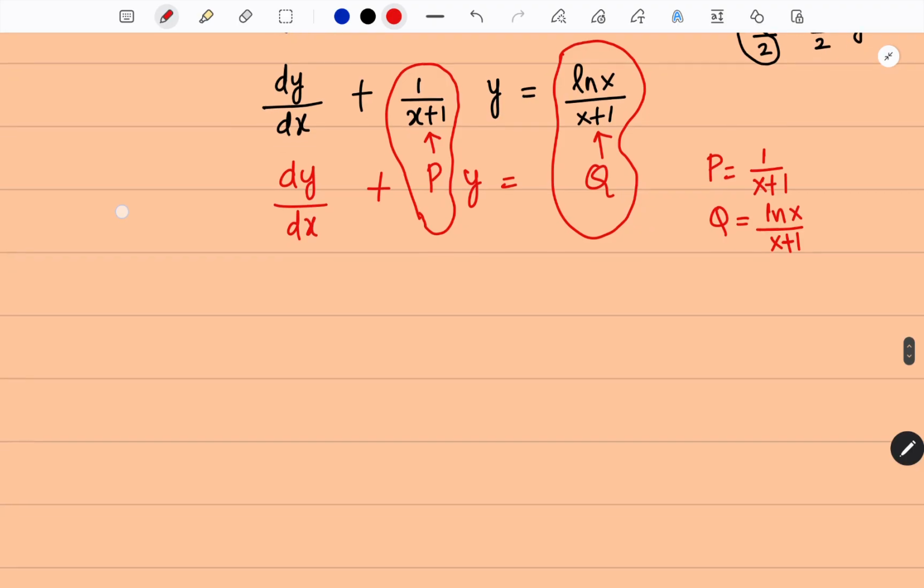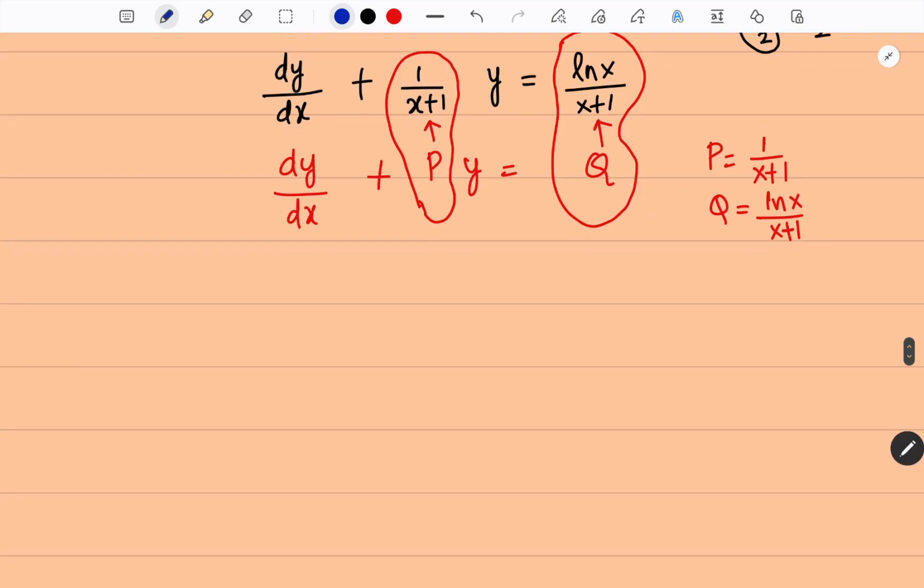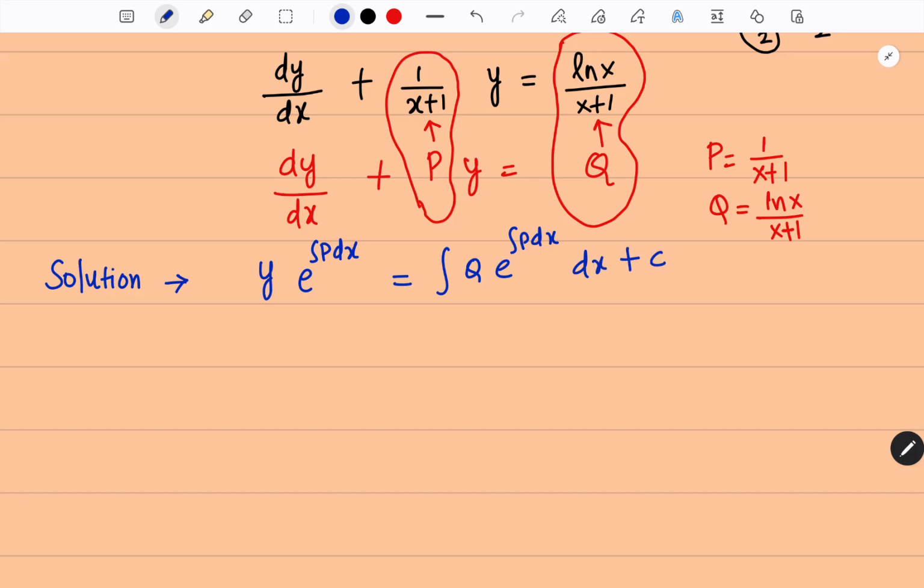So how are we going to do this one? We have the solution already. What is the solution? The solution for this first order differential equation is y e to the power of integral p dx is equal to integral q e to the power of integral p dx dx plus c. Teacher, do I need to remember this rule? Yes, yes, yes. You have to remember this rule. We will not give you anything in the question. So you have to memorize this rule. The solution you have to memorize.